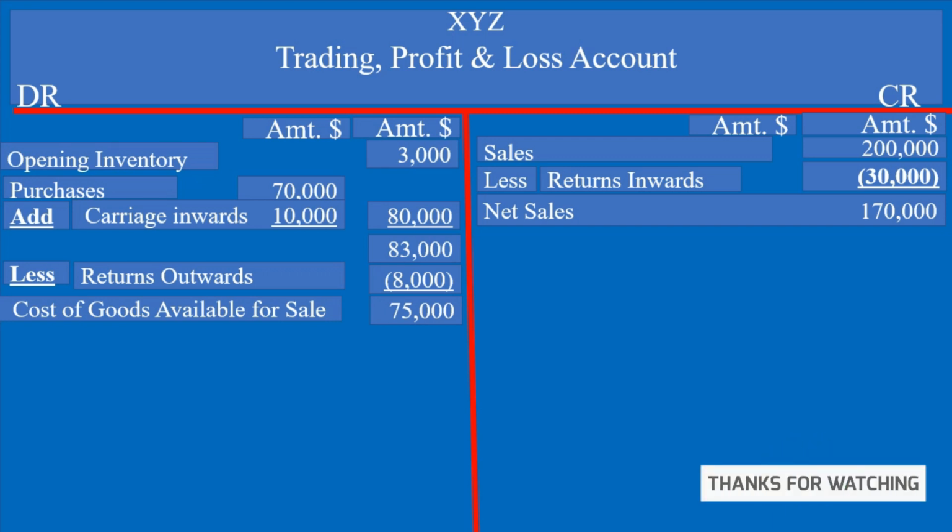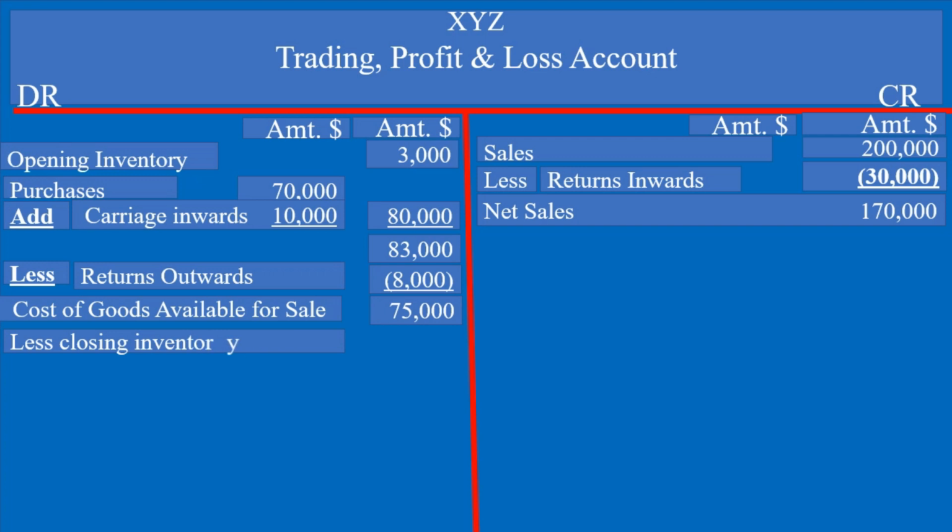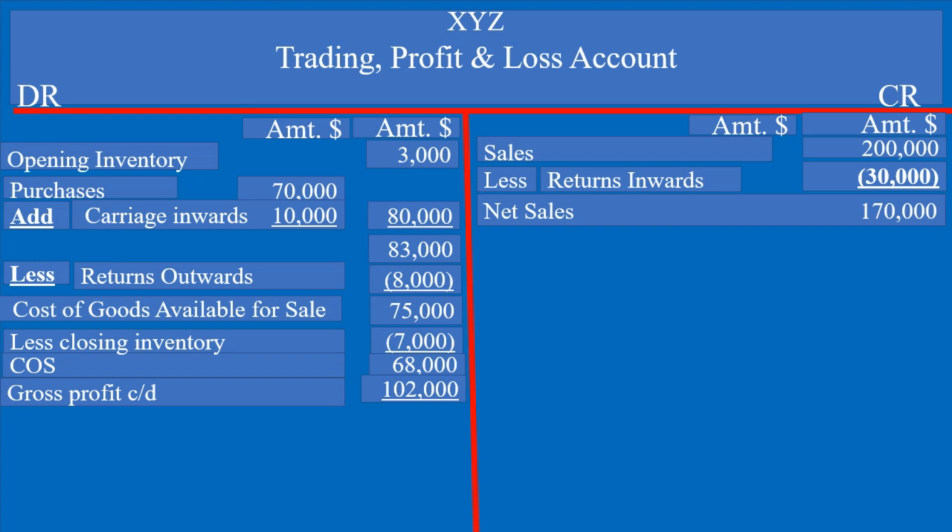But you see, with the matching principle, we need to consider the closing inventory, which is actually part of cost of goods available for sale, because this inventory was not sold. So for us to do a proper matching, we less the closing inventory, which was 7,000, and this gives us a cost of goods sold of 68,000. Now, with the matching principle, it is possible to compare the net sales of 17,000 and the actual cost of those net sales, which was 68,000. With the two we can determine the gross profit carried down, which is the balancing figure, and it is 102,000 US dollars.